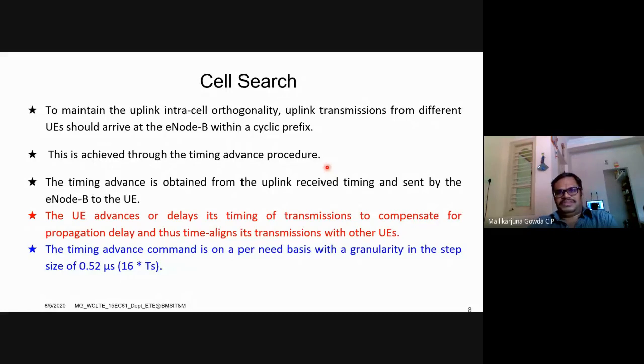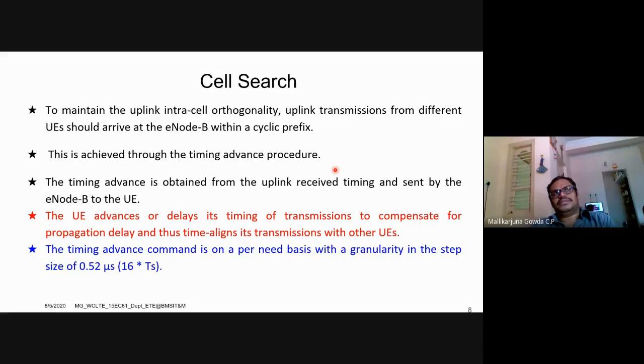You might have studied this differently, as acknowledgement and negative acknowledgement, right? That is transmission from the transmitter to the receiver and again from the receiver to the transmitter. Here the user equipment and ENB are both transceivers. With this round trip propagation delay, if we do the timing advance, we will be able to achieve this. The user equipment advances or delays its transmission timing to compensate for the propagation delay. With that, it is possible to do time-aligned transmission with other user equipments.